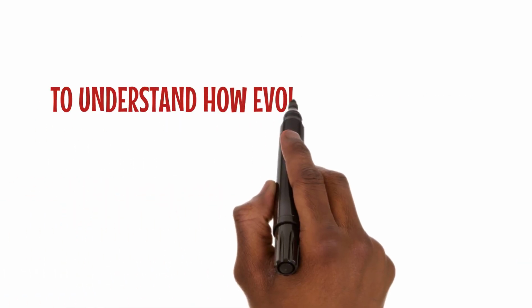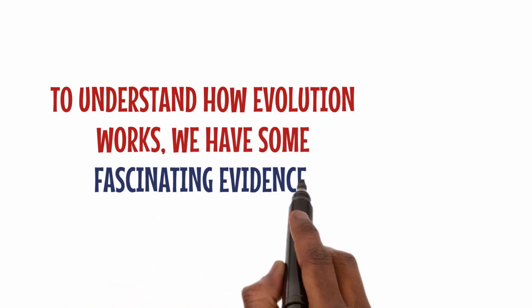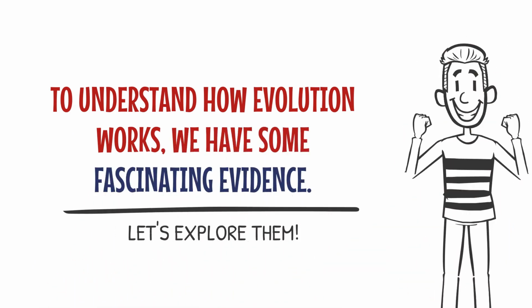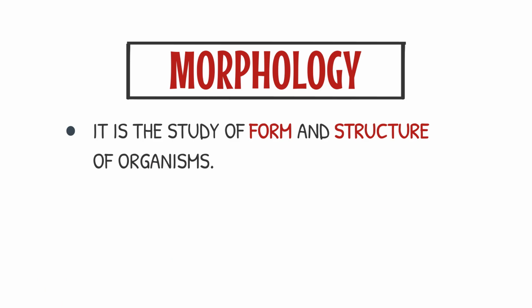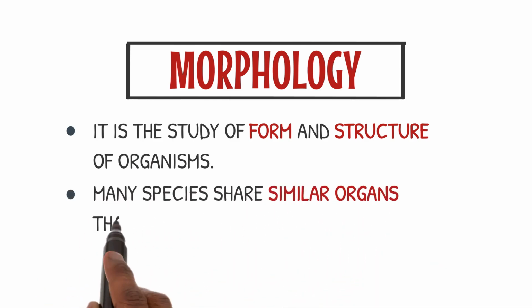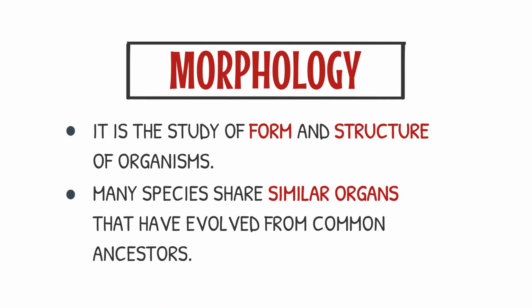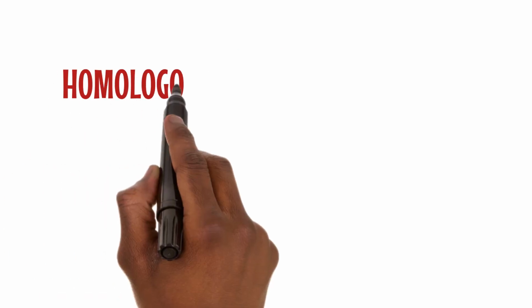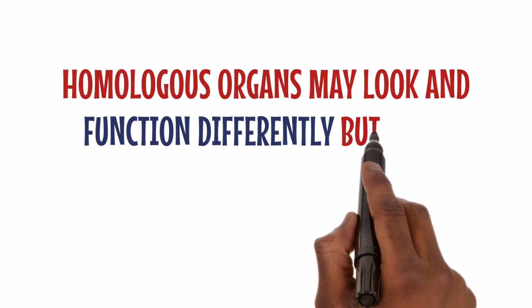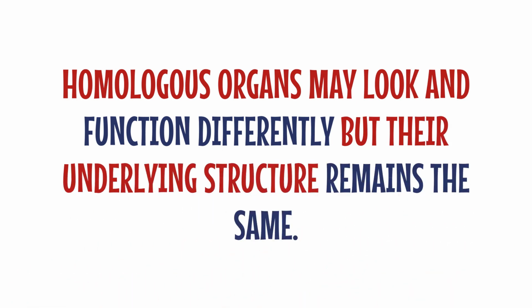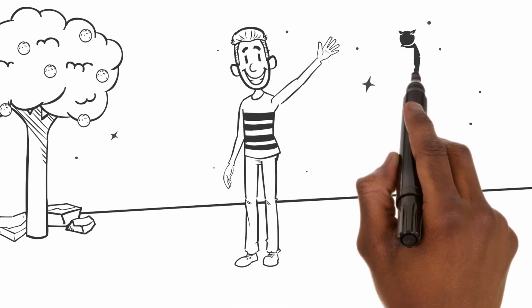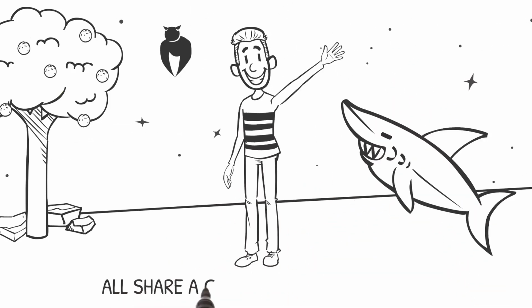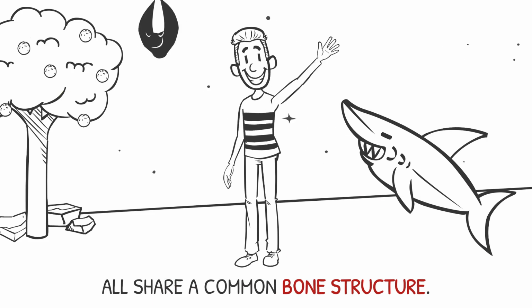To understand how evolution works, we have some fascinating evidence. Let's explore them. First, we have morphology, which is the study of the form and structure of organisms. Many species share similar organs that have evolved from common ancestors. Homologous organs may look and function differently, but their underlying structure remains the same. For example, the forelimbs of vertebrates, including humans, bats, and whales, all share a common bone structure.